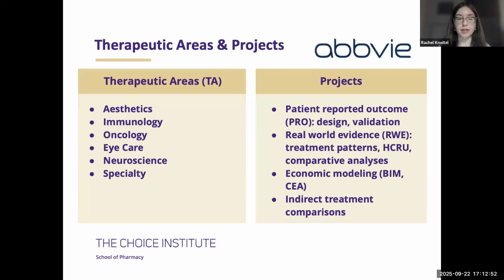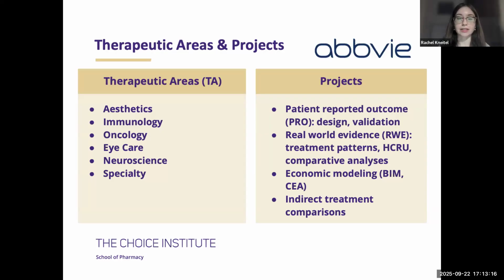But we also cover immunology. This includes Crohn's disease, ulcerative colitis, psoriatic, and rheumatoid arthritis. We also have eye care, which is wet age-related macular degeneration, and also diabetic retinopathy. We have aesthetics, which is like Botox, and also specialty, which is obesity, HIV, and hypothyroidism.